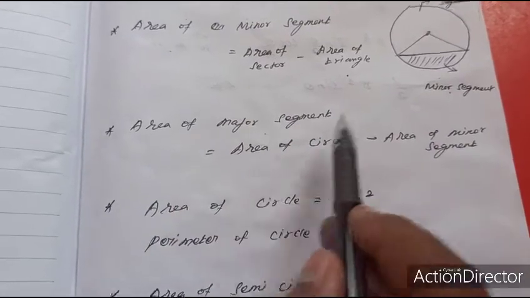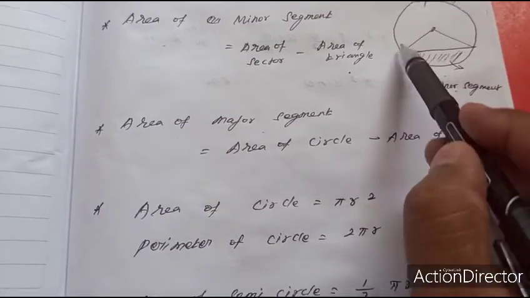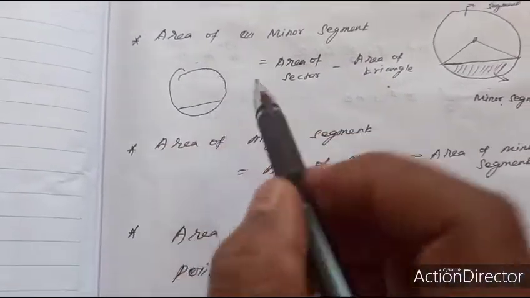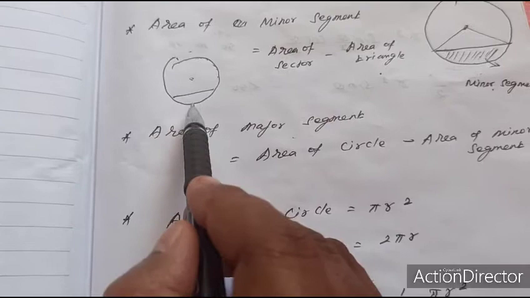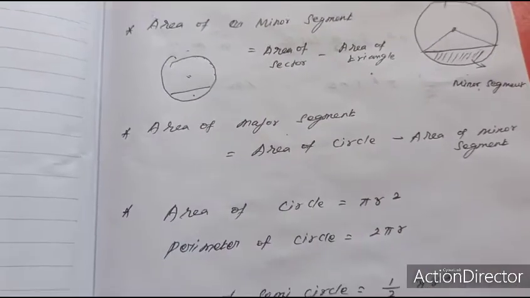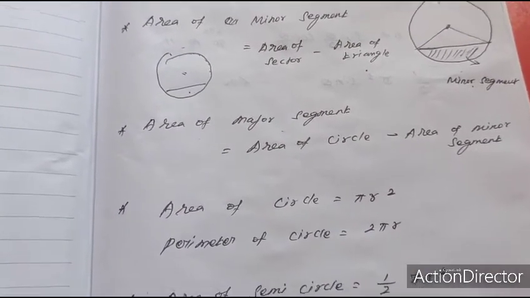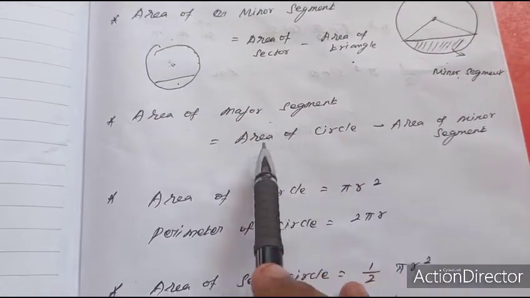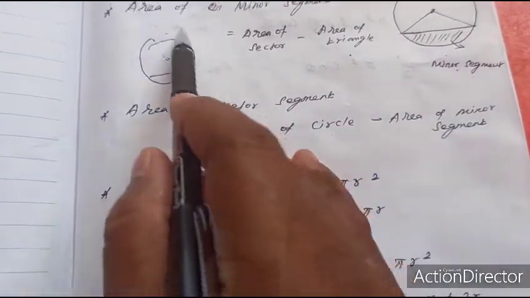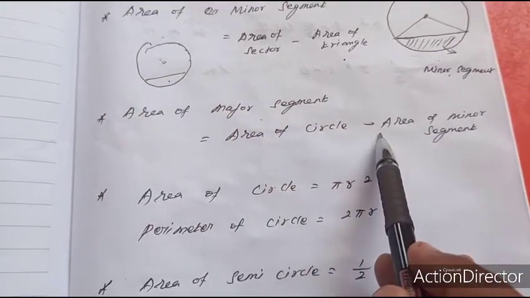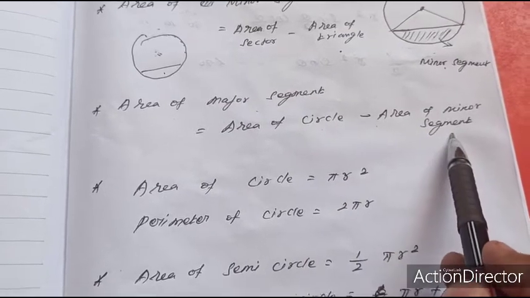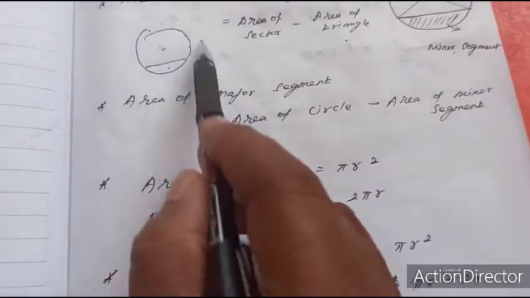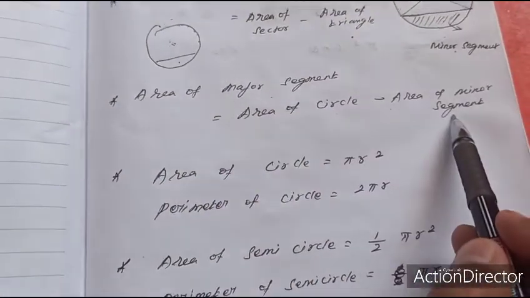Next, area of the major segment. This part is the major segment, and this portion is the minor segment. The remaining part is the major segment. Area of the major segment formula: area of the circle minus area of the minor segment. This part, the minor segment, must be subtracted. Area of the circle minus area of the minor segment.